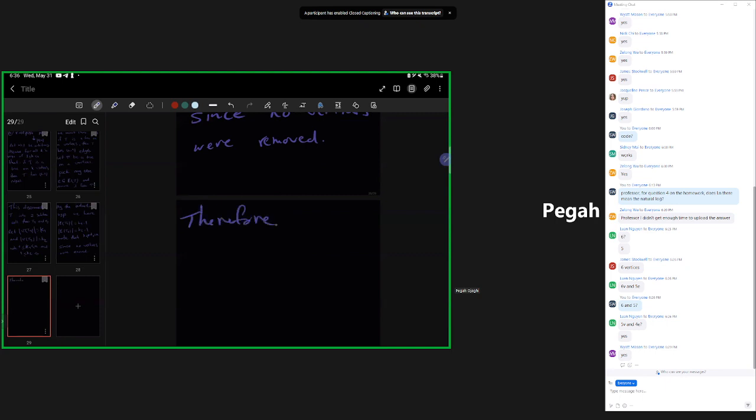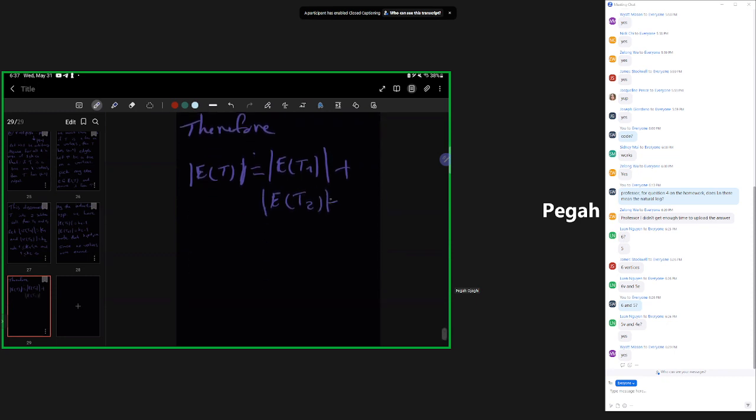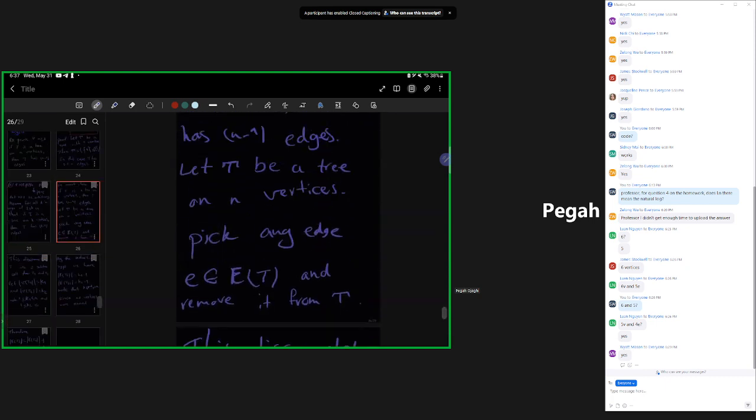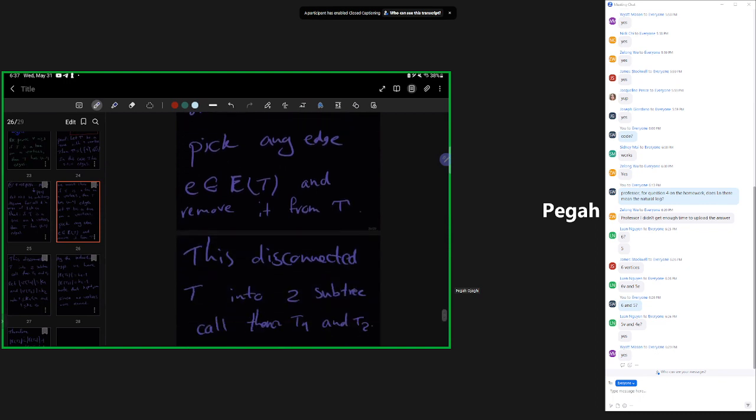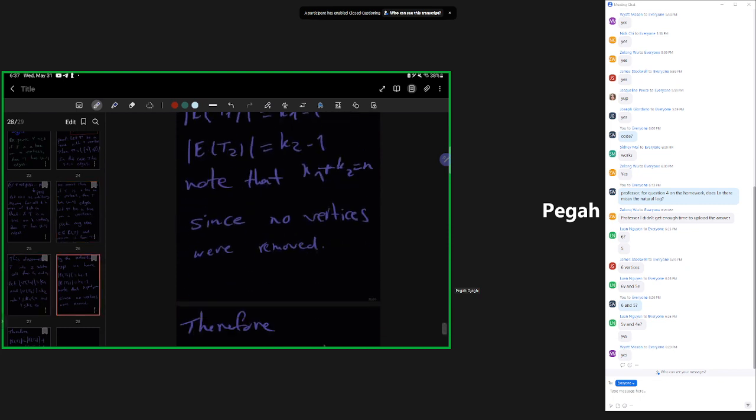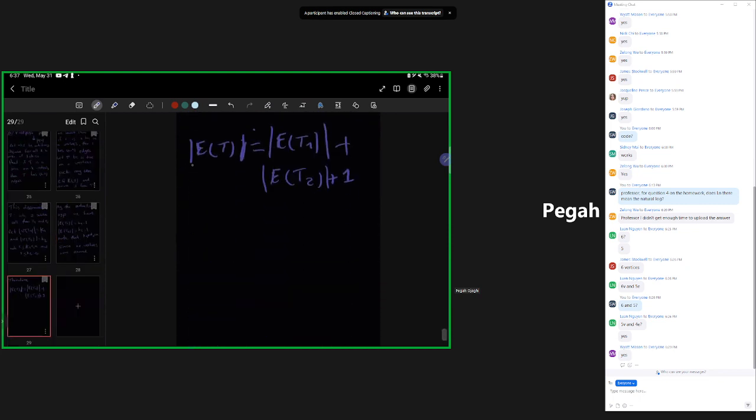if we consider the number of edges for the first tree, it's going to be the edges of the second tree and the first tree, plus 1. Why is that the case? Because I just pick any edge and remove it, and then it becomes two different subtrees. So the number of edges is the edges of the two subtrees based on the one I removed. I removed one of the edges already.